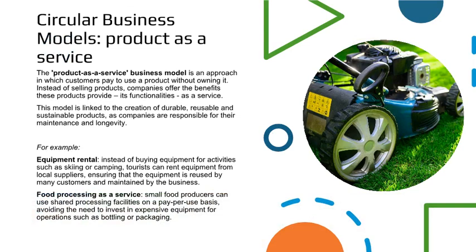In a product-as-a-service model, the trade dynamic shifts from product ownership to functionality. Companies no longer sell products but provide services, leading to the creation of durable, sustainable products they maintain over time. This is evident in scenarios such as ski resort tourists renting equipment instead of buying it, which reduces waste and ensures maintenance. Similarly, food processing services lower entry barriers for small-scale producers through shared, pay-per-use facilities. This approach promotes a sustainable, closed-loop economy, decreasing our environmental footprint and preserving resources.